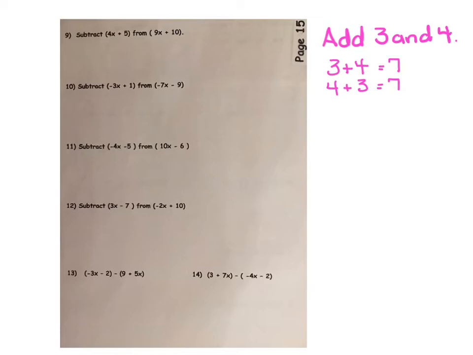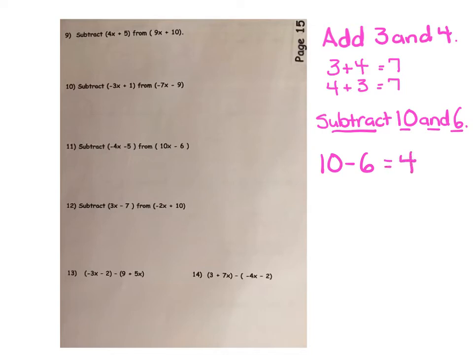Let's take a look. If you are asked to subtract 10 and 6, you can write it this way, 10 minus 6, which of course equals 4. And that's correct. However, order matters because, as you know, if you reverse the order, 6 minus 10, the answer is not the same. It's actually negative 4. So, order is extremely important when you're subtracting.